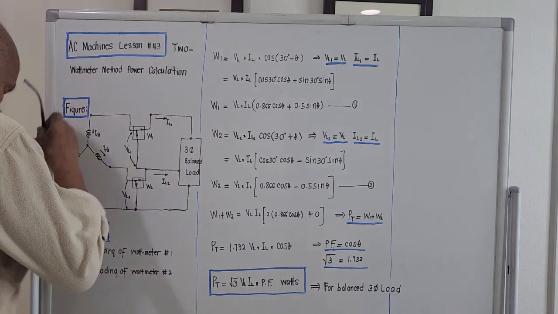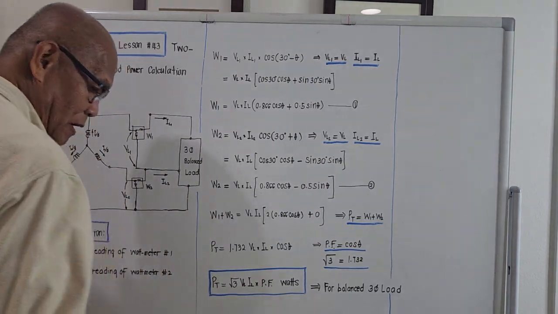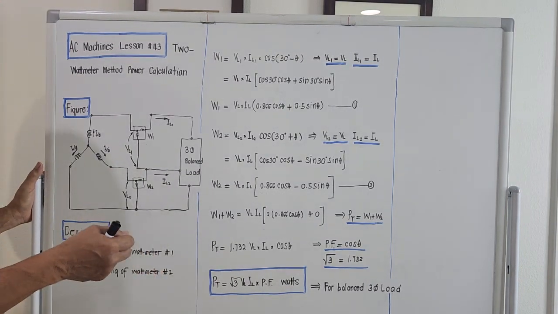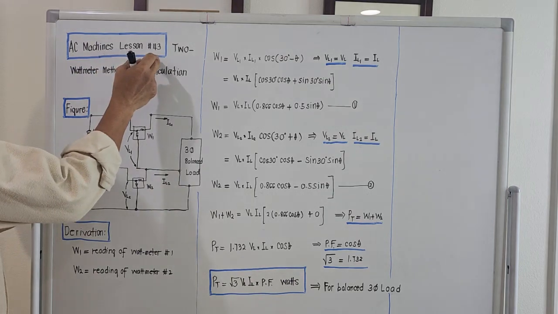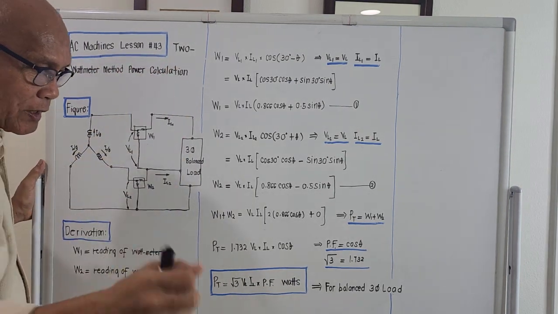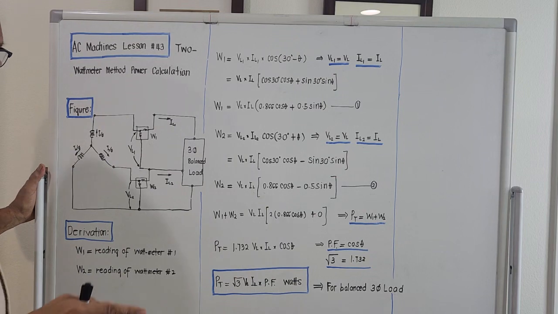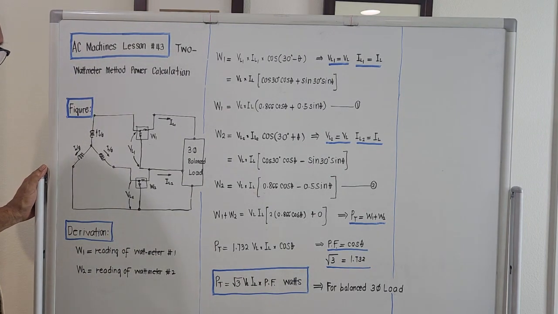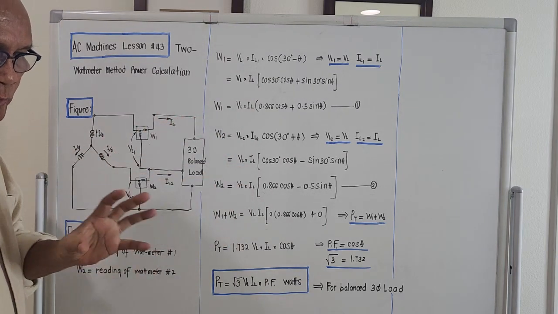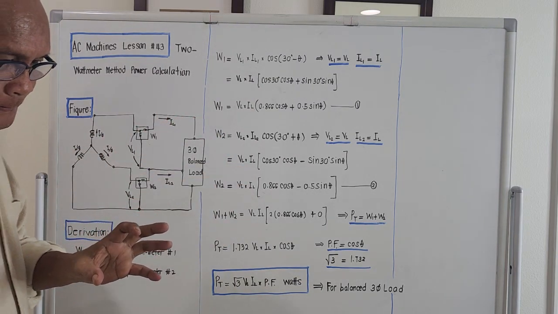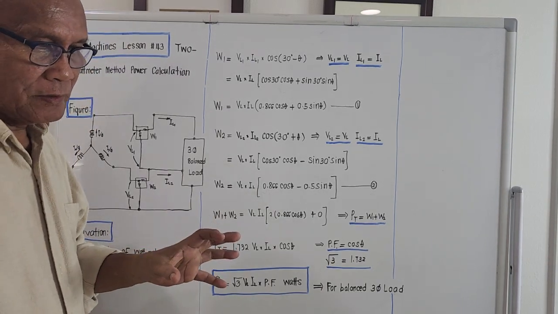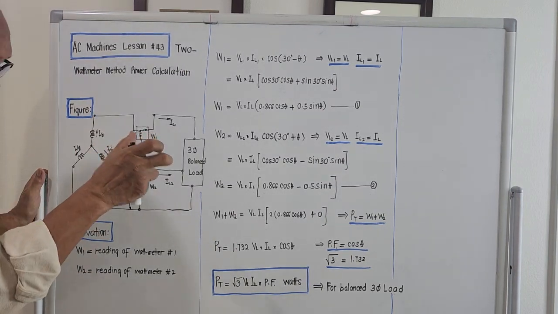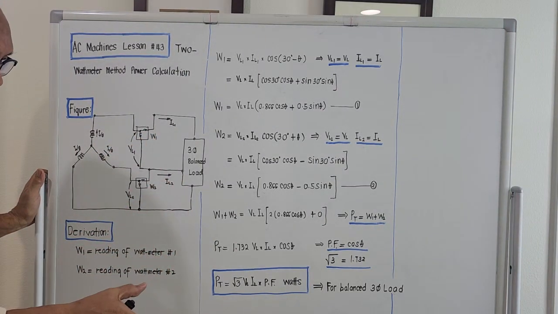The subject matter for tonight is a continuation of my long video format lectures, and this is now alternating current machines, lesson number 43. We are running smoothly. We are not yet finished with the transformer, because the next topic after this will be operating transformers in parallel.